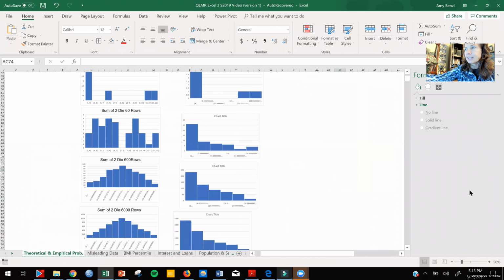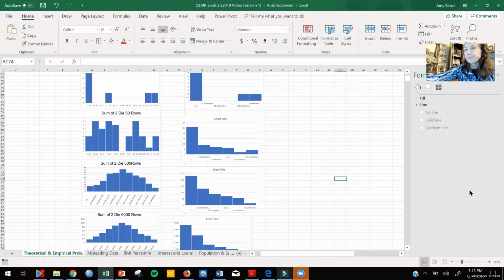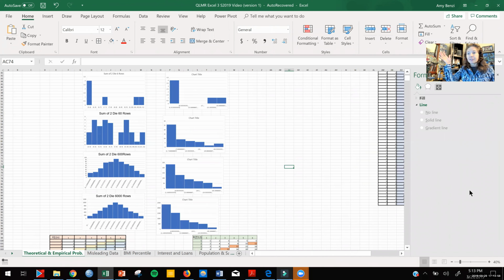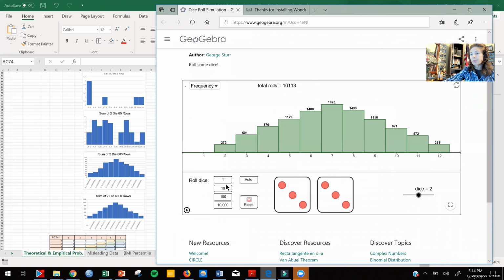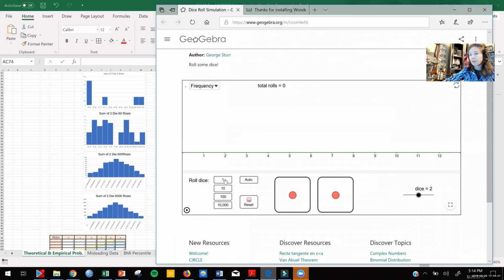Now let's see why we did this. You see we have all these different distributions. Let's remember that that very top piece only used 6 data entries. The second histograms used 60 data entries. The third used 600 data entries, and the last one used 6,000 data entries. Do you remember when we used this applet here? Remember what happened when we just did 1 roll, and then we kept doing 1 roll, and then we would do 10 rolls.